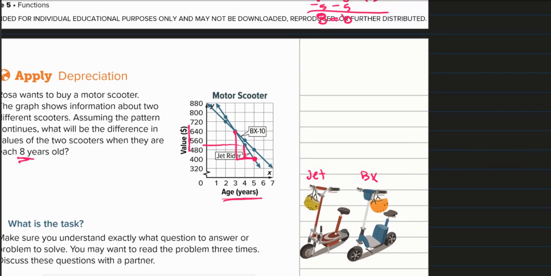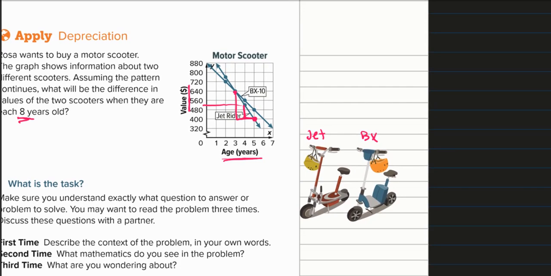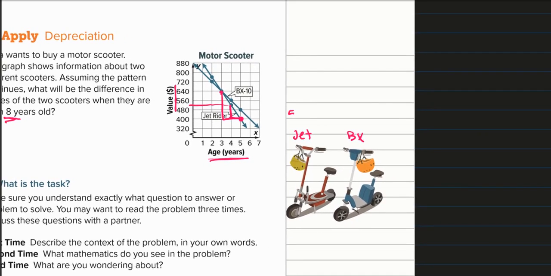So for our jet rider, we have two different points. The first one is 400. Another point is when it was 3, it cost 640. So there's our jet rider. We have 2 points for that, and we're going to figure that out. Let's do the next one.